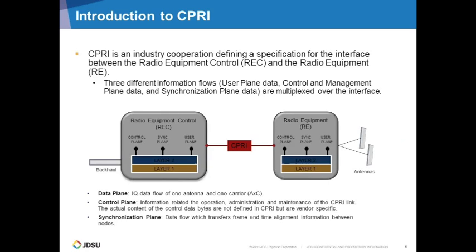I want to also share with you a quick introduction to CPRI. It is an industry cooperation to define the specification for a fiber optic interface between radio equipment and the radio equipment control. The three different information flows are the user plane or the data, control and management plane, and synchronization. But keep in mind that while these are multiplexed over the interface, some of these are in fact proprietary interfaces as to how they work and encode the various RF over CPRI and other tasks that can be performed over that standardized link.